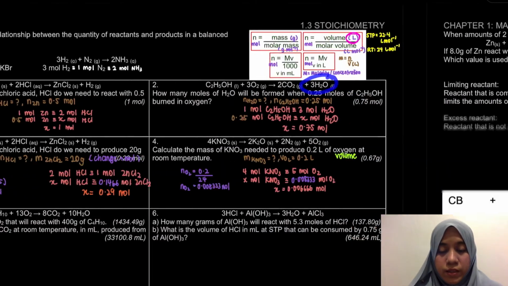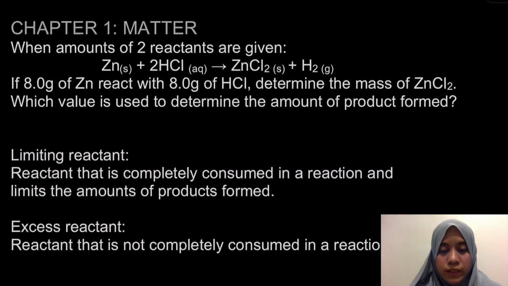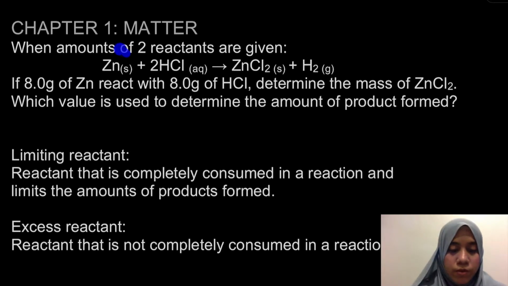Tapi, for this case of question, it gives you the information about zinc, dia bagi kamu information about HCl. So, bila kamu compare, when you do the stoichiometry, you're going to have different answers. Okay, so sebenarnya which value we're going to use to determine the amount of product? Sebenarnya itulah we have to use the limiting reactant.